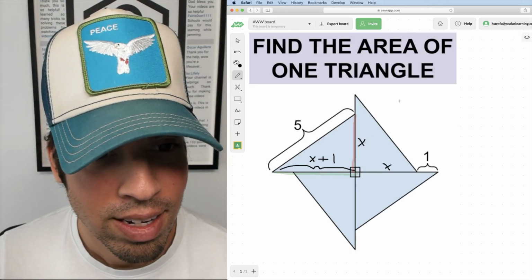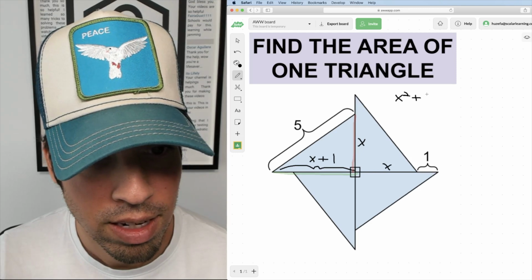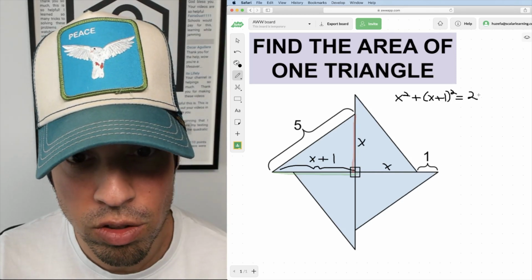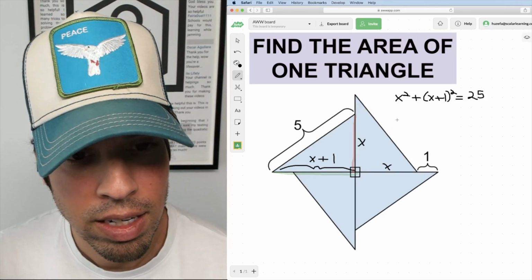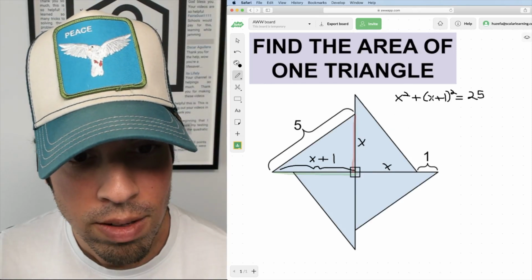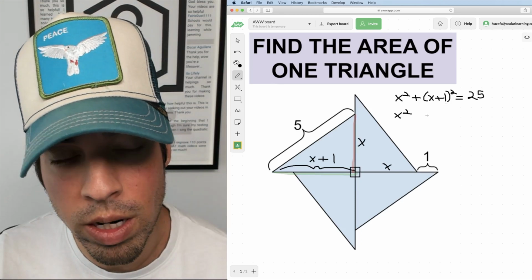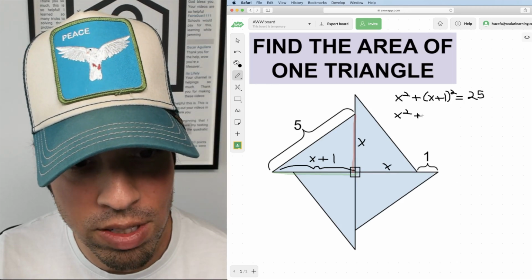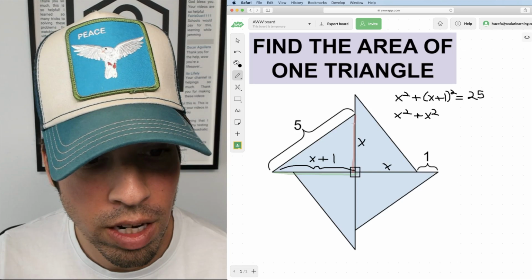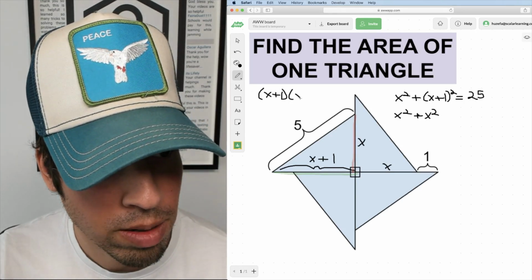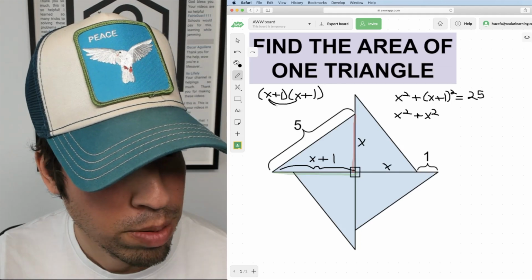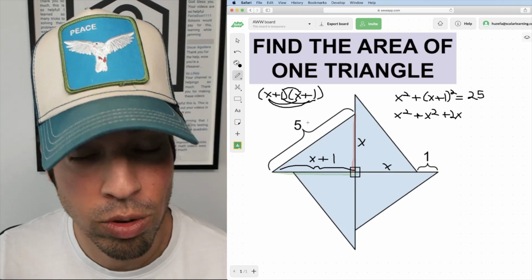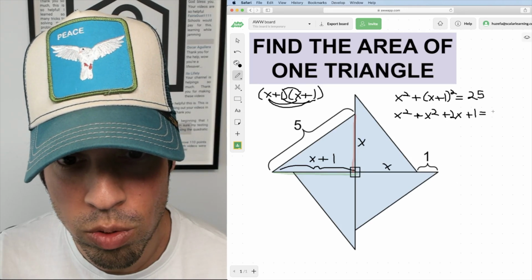So here we go. I've got x squared plus (x plus 1) squared equals 5 squared, which of course is 25. Now we've got a solvable situation, so let's keep going. This needs to be foiled out. When this binomial is squared, we don't just say x squared plus 1 squared. No. It's going to be (x plus 1) times (x plus 1). When we do that, it becomes x squared plus 1x plus 1x, which gives me 2x, and then the last one, so again we're foiling, plus 1 equals 25.